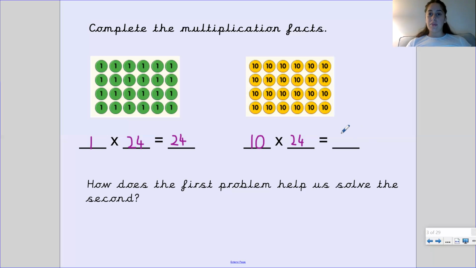Well, when the number is being multiplied by 10, all we need to do is add a 0 at the end. So we've already calculated 1 times 24, which equals 24. Now we're multiplying it by 10, so we need to add a 0 at the end. 10 times 24 equals 240.